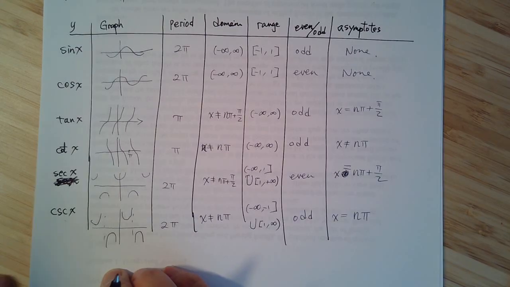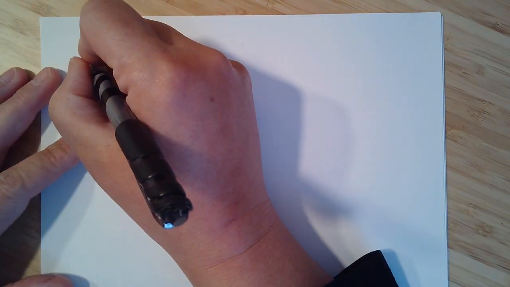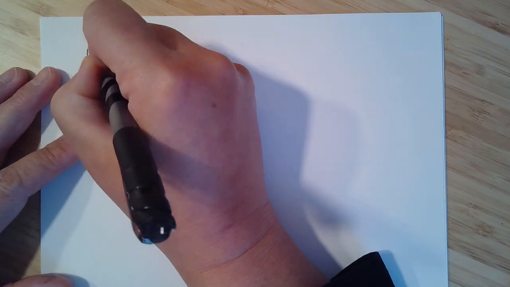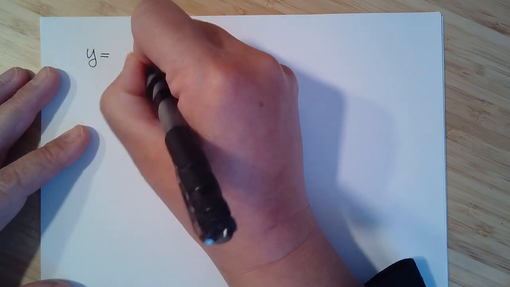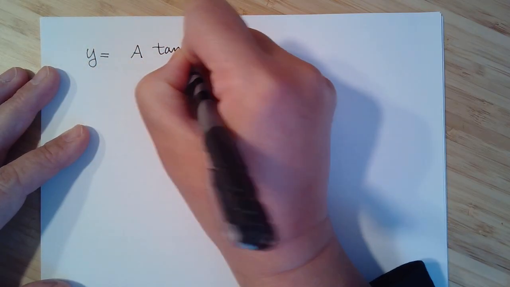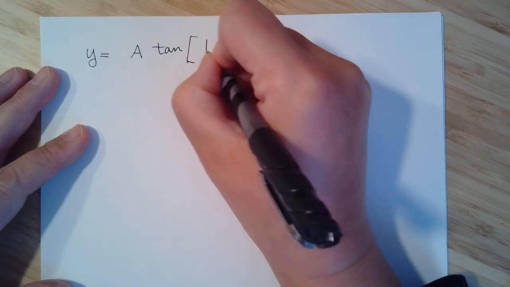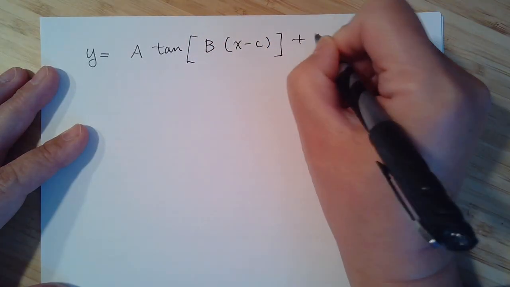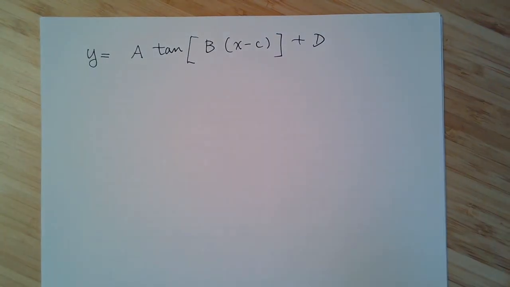The next thing is, again, that ABCD thing. You can graph by doing transformation. For example, I will give you one example, okay? I give you y equals a tangent of b x minus c, plus d. I ask you to graph this.